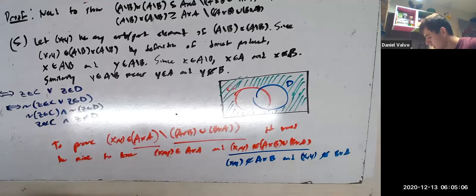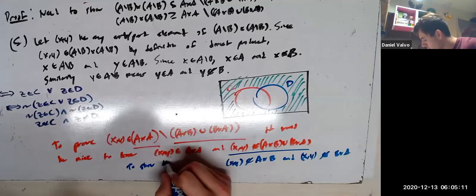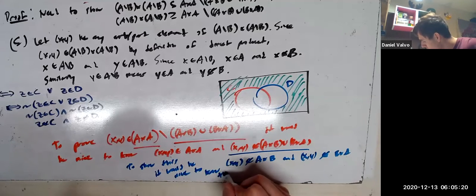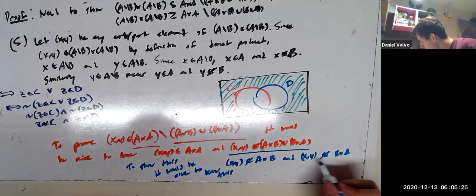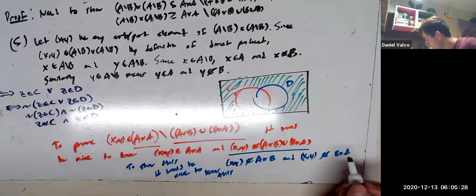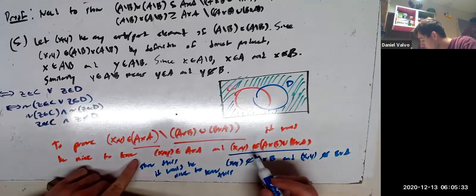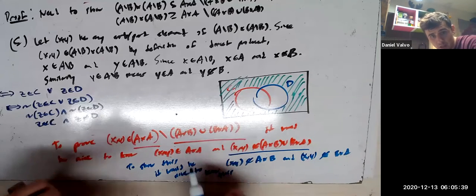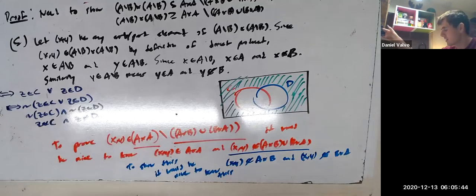So what we're saying here is, to prove this, it would be nice to know this. So if you know the blue, you can show this. And if you can show that XY is in A cross A, and you can show XY is not in A cross B union B cross A, well, you can show this, because that's just by definition. All right. Let's go one step down.